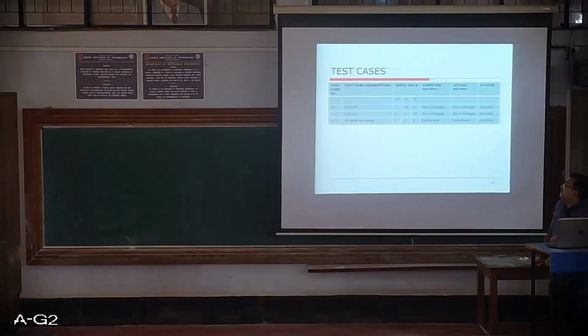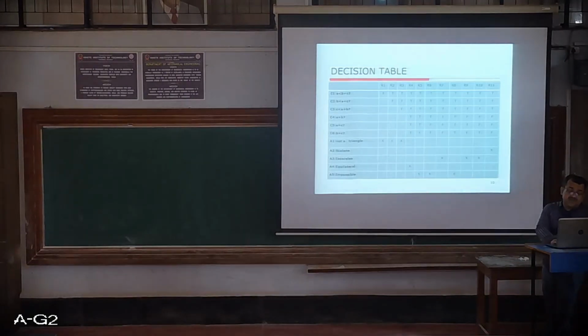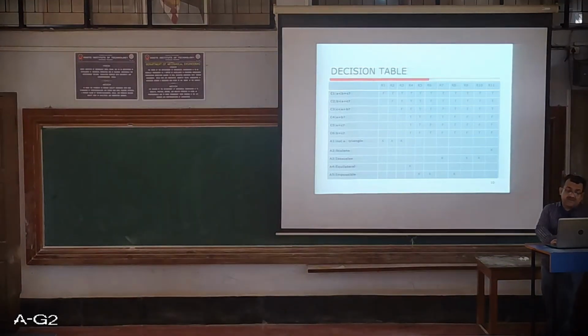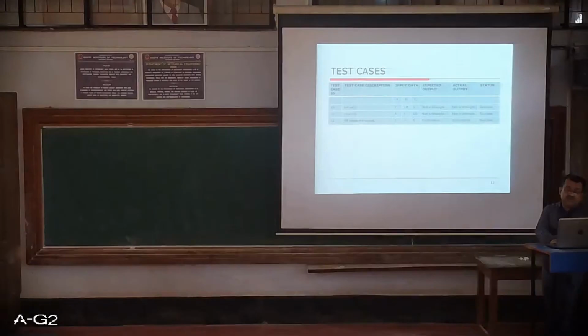Similarly for C. And now if all the sides are equal, 5, 5, 5, that means C4, C5, C6 are true. That means this is an equilateral triangle. If you look at C4, C5, C6, it is R4, which determines the equilateral triangle. That is, C4 is true, C5 is true, and C6 is true. So it becomes an equilateral triangle.